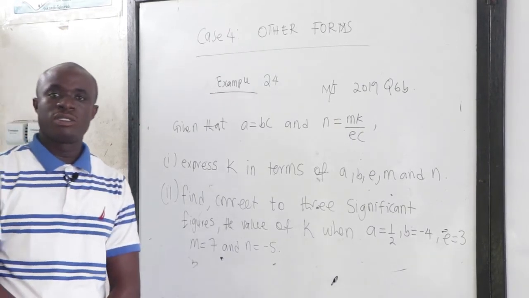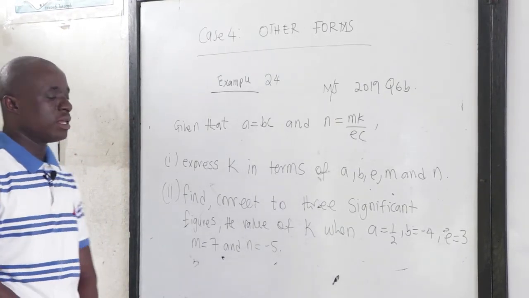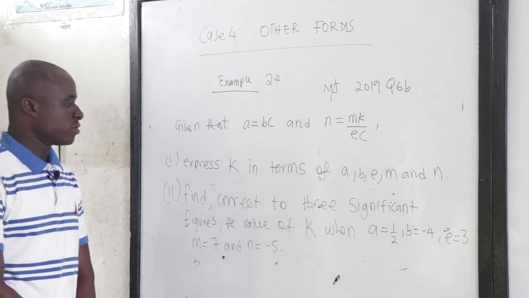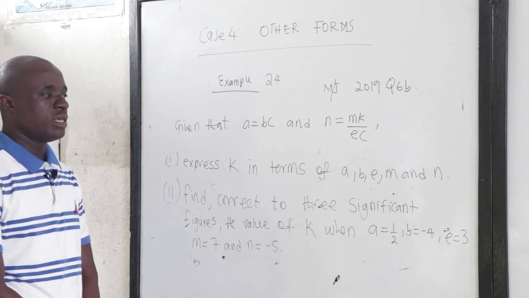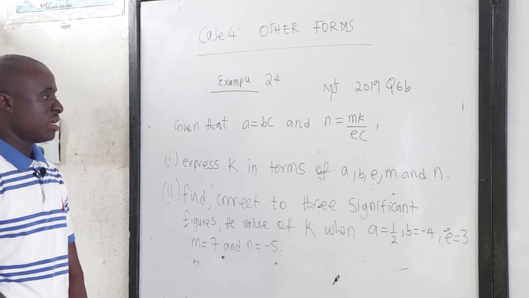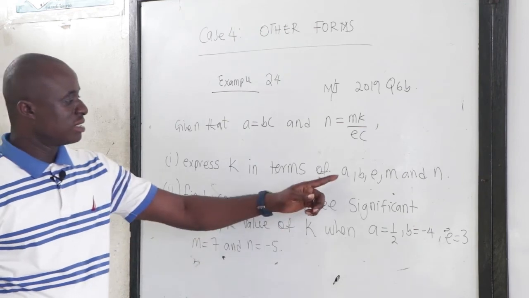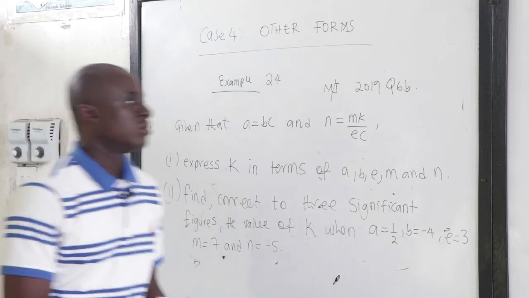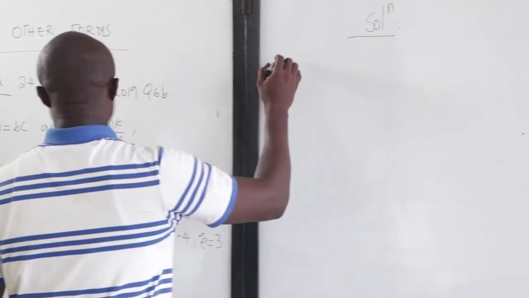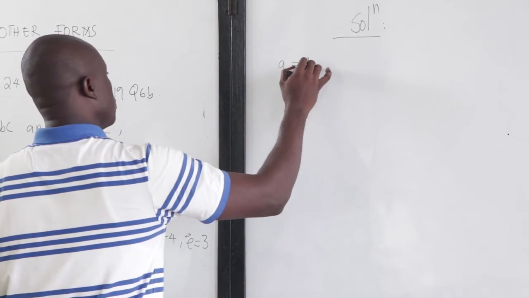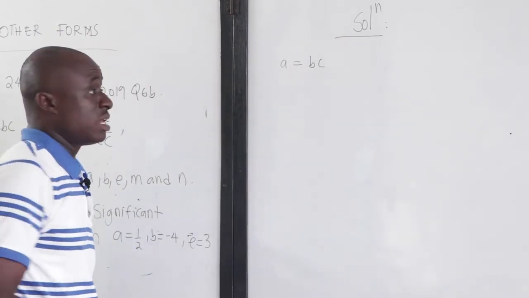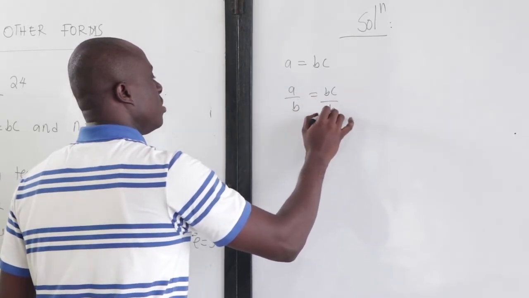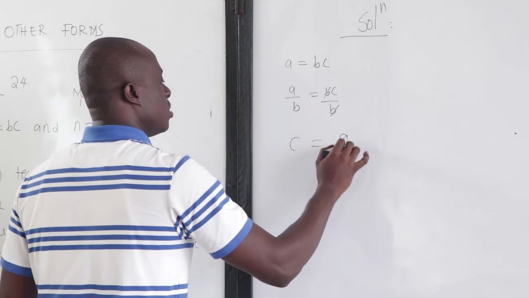This is May, June 2019, question number 6b. It is saying that given that a equal to bc and n equal to mk over ec, first one is we should express k in terms of a, b, e, m, and n. Now, clearly, we can see that the c is not part, so we have to eliminate the c. Now, the first one, we have a equal to bc. Here, let's make c the subject. We have a over b equal to bc over b. Clearly, c is equal to a over b.